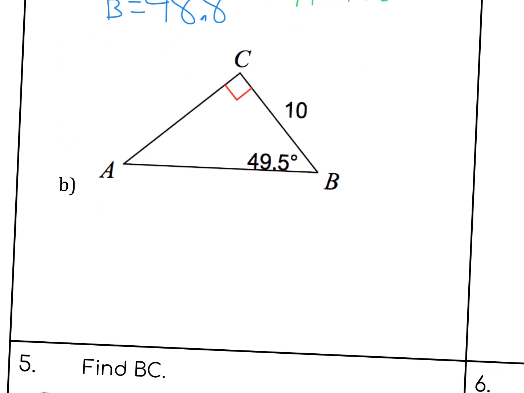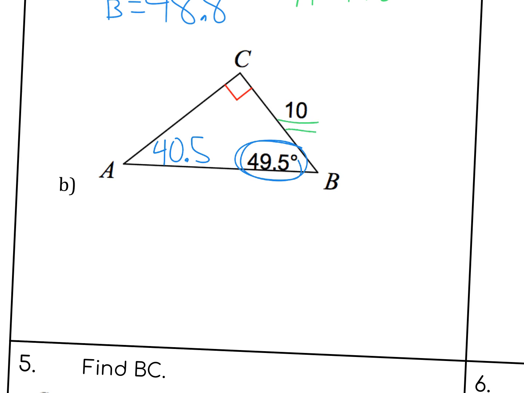What do I have here? Oh, I have an angle and a side. So I can find that other angle. If I just do 180 minus 90 minus 49.5, I get 40.5. Let's find AB first. I don't know why. I'm going to try this angle, and I'm going to do that side.